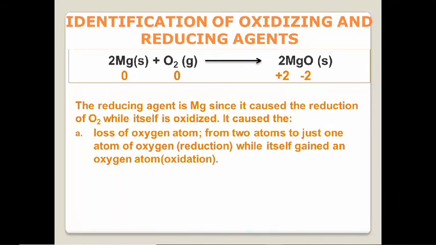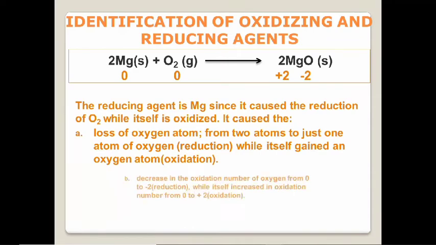Magnesium has caused the oxygen on the left hand side of the equation to be reduced on getting to the product side, while magnesium itself has gained an oxygen atom from left to right of the equation. That is, magnesium has undergone oxidation. Therefore, magnesium is said to be the reducing agent.